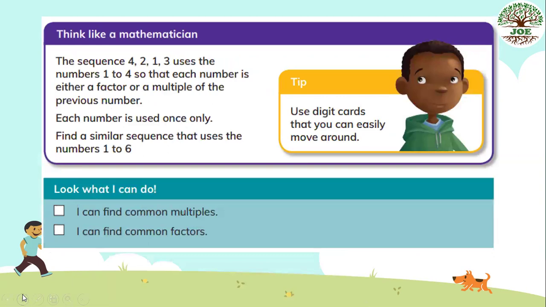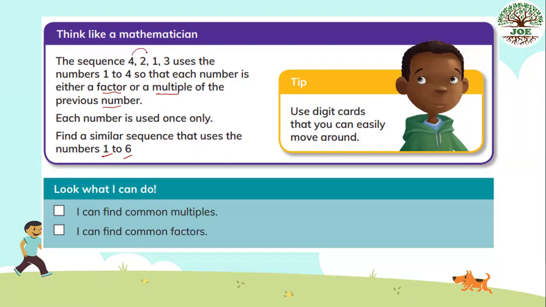Think like a mathematician. The sequence 4, 2, 1, 3 uses the numbers 1 to 4 so that each number is either a factor or a multiple of the previous number. Each number is used once only. Find a similar sequence that uses the numbers 1 to 6: 1, 2, 3, 4, 5, 6.